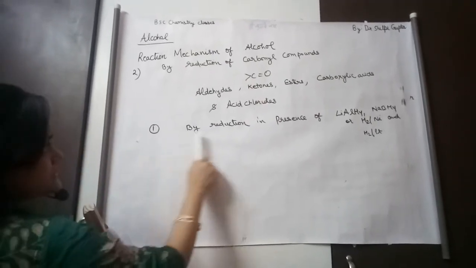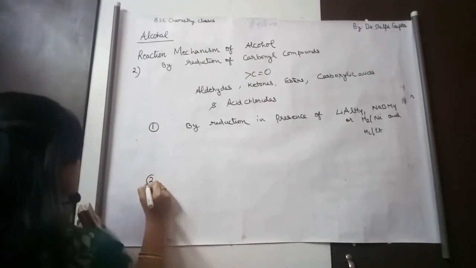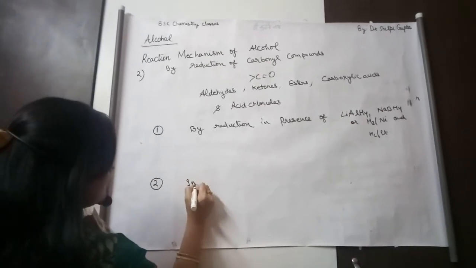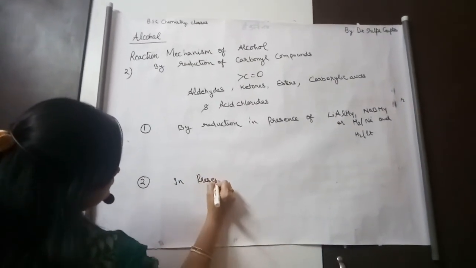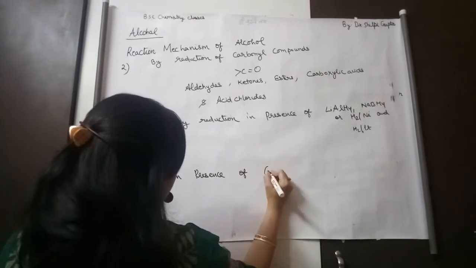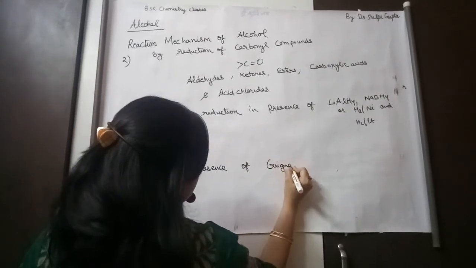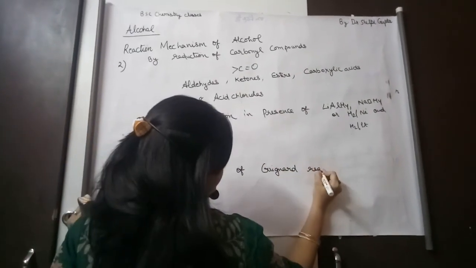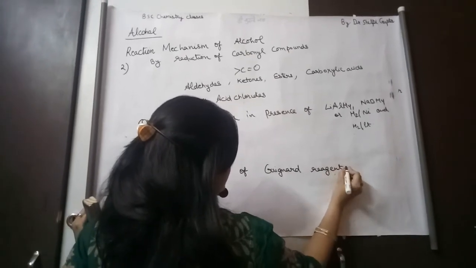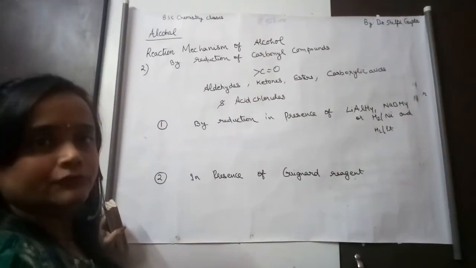Okay, so the first process is like this, and the second process is in presence of Grignard reagent. Okay, these are the two ways in which we do the reduction of carbonyl compounds.